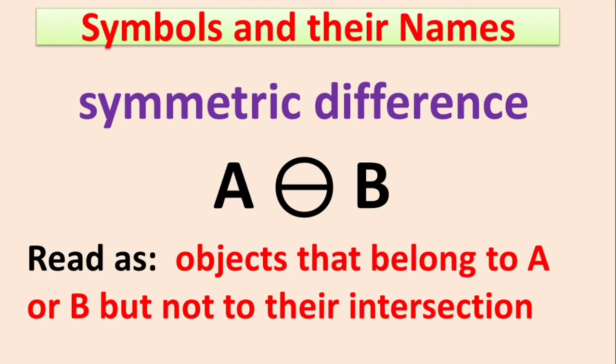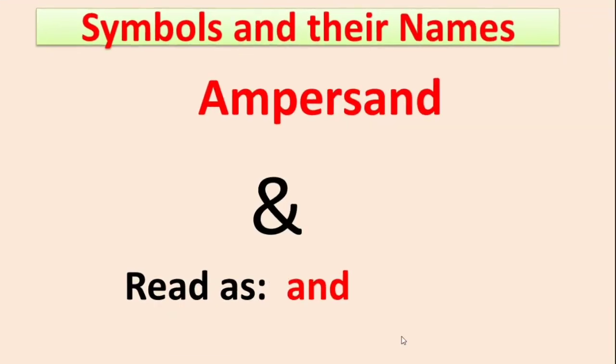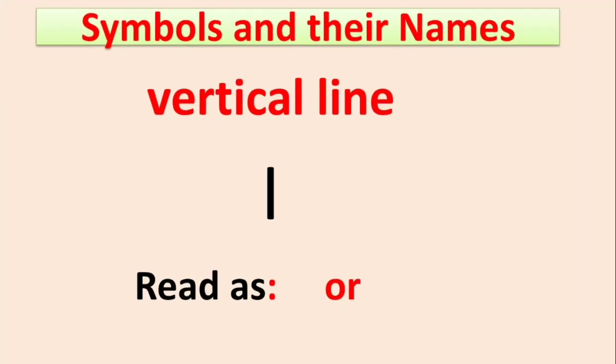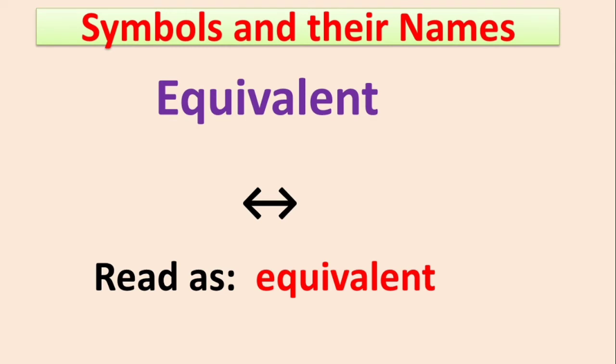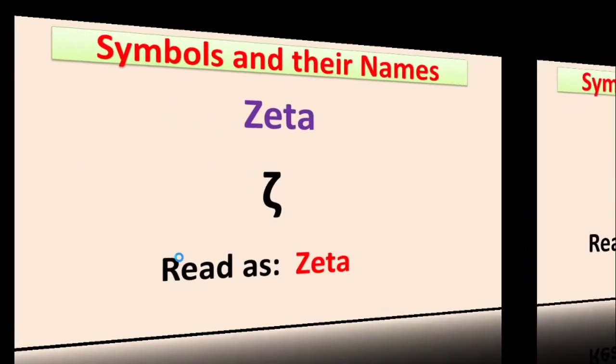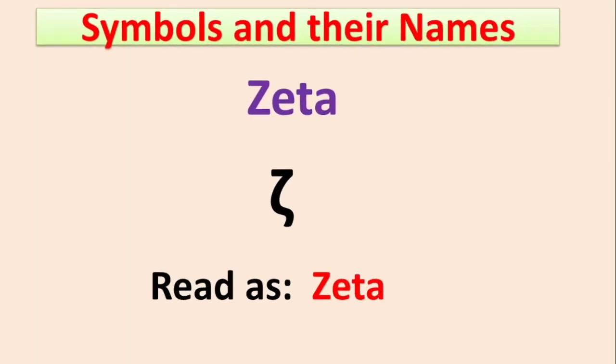Then after that, this is the symbol of symmetric difference. It is read as object that belongs to A or B, not to their intersections. Then after that, this is the symbol of ampersand. It is read as and. Then after that, this is symbol of vertical line. It is read as or. This is the symbol of equivalent. Read as equivalent. Then after that, we have this symbol. It is of zeta. Read as zeta.